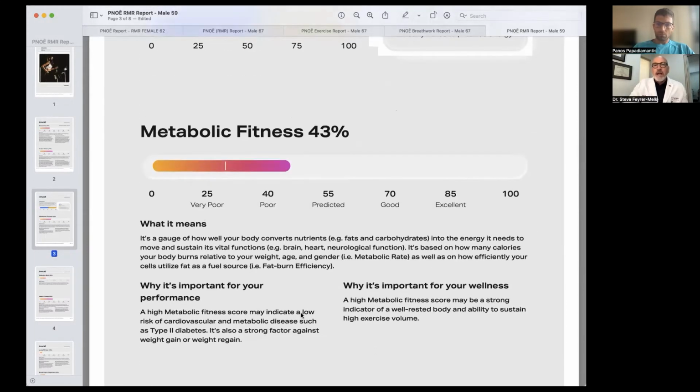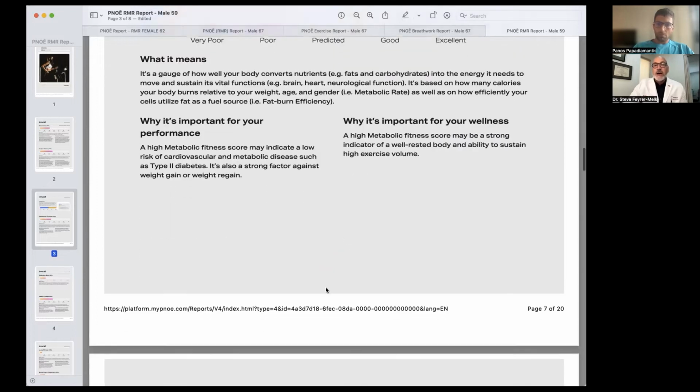So we look at metabolic fitness. Obviously, some of these are tied to the other areas. And this is another one that helps them understand, wow, maybe I'm not efficiently converting this energy, and it's making it harder for me to sustain my life, to be lower in my risk for heart attack, stroke, and so on. So, and these are things at rest. So it's very eye-opening for them.